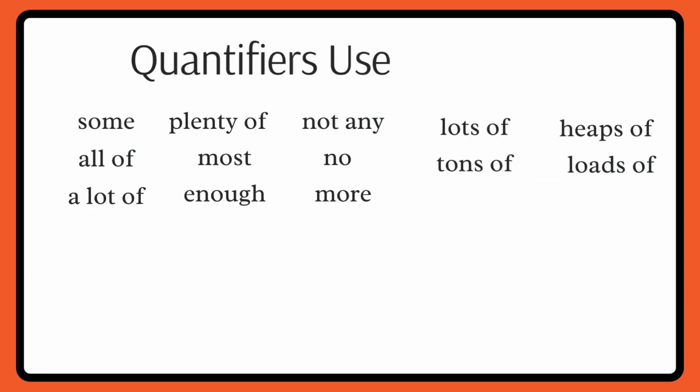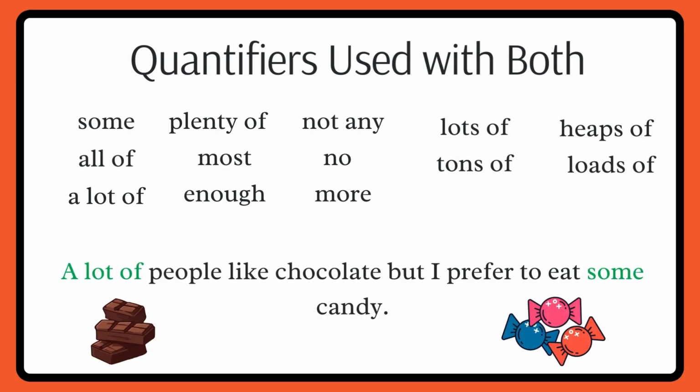Then we have quantifiers that we use with both count and non-count nouns: some, all of, a lot of, plenty of, most, enough, not any, no, more. We can also use some quantifiers that are more informal, like lots of, tons of, heaps of, loads of. For example, a lot of people like chocolate, but I prefer to eat some candy.